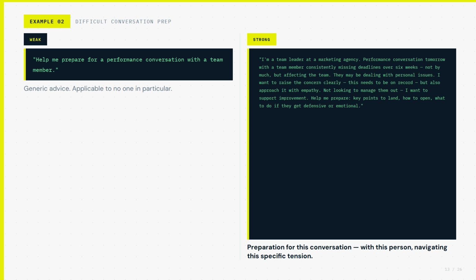What changes? The weak description produces generic advice about performance conversations. The strong description produces specific preparation for this conversation, with this team member, about this specific pattern, navigating this specific tension between directness and empathy. This is one of the most valuable uses of Claude AI that people don't think about. It's not just a writing tool, it's a thinking partner. And the better you describe your situation, the more useful its thinking is.